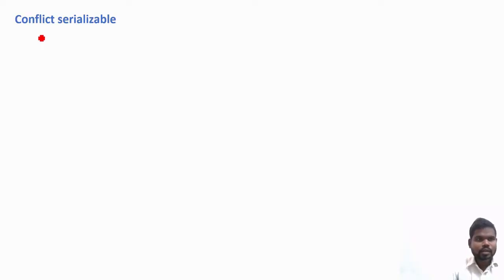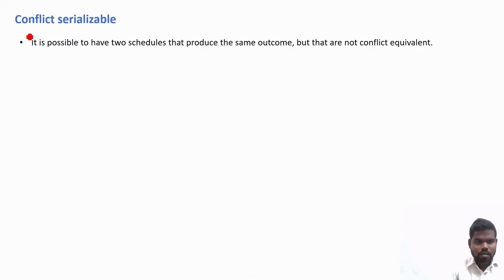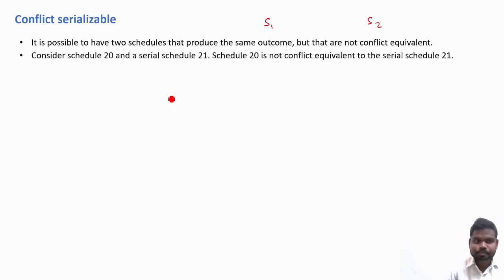In this lecture, we will continue our discussion on conflict serializable. It is possible to have two schedules that produce the same outcome but that are not conflict equivalent. Let's suppose we have two schedules, S1 and S2. They may produce the same result, or the same outcome, but are not conflict equivalent. So let us take an example.